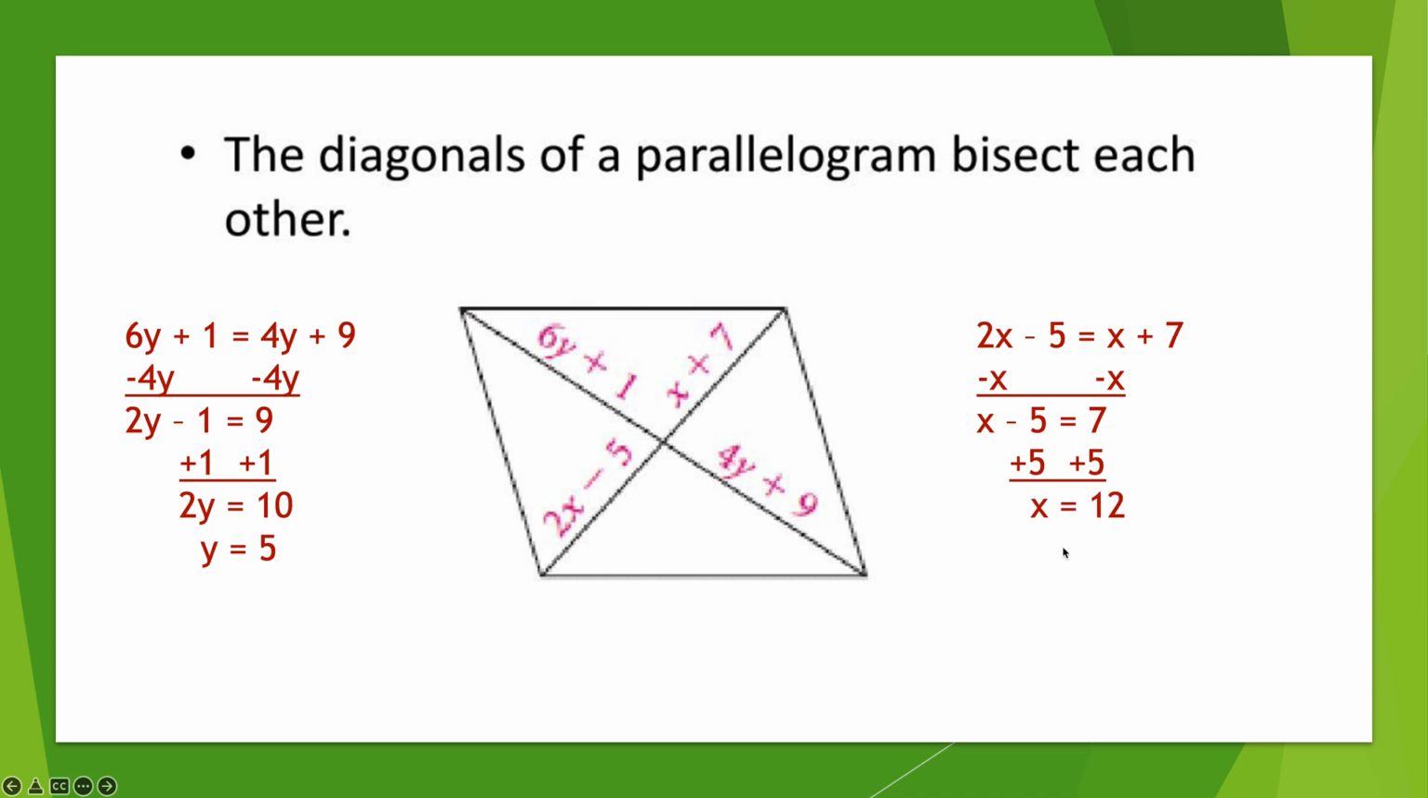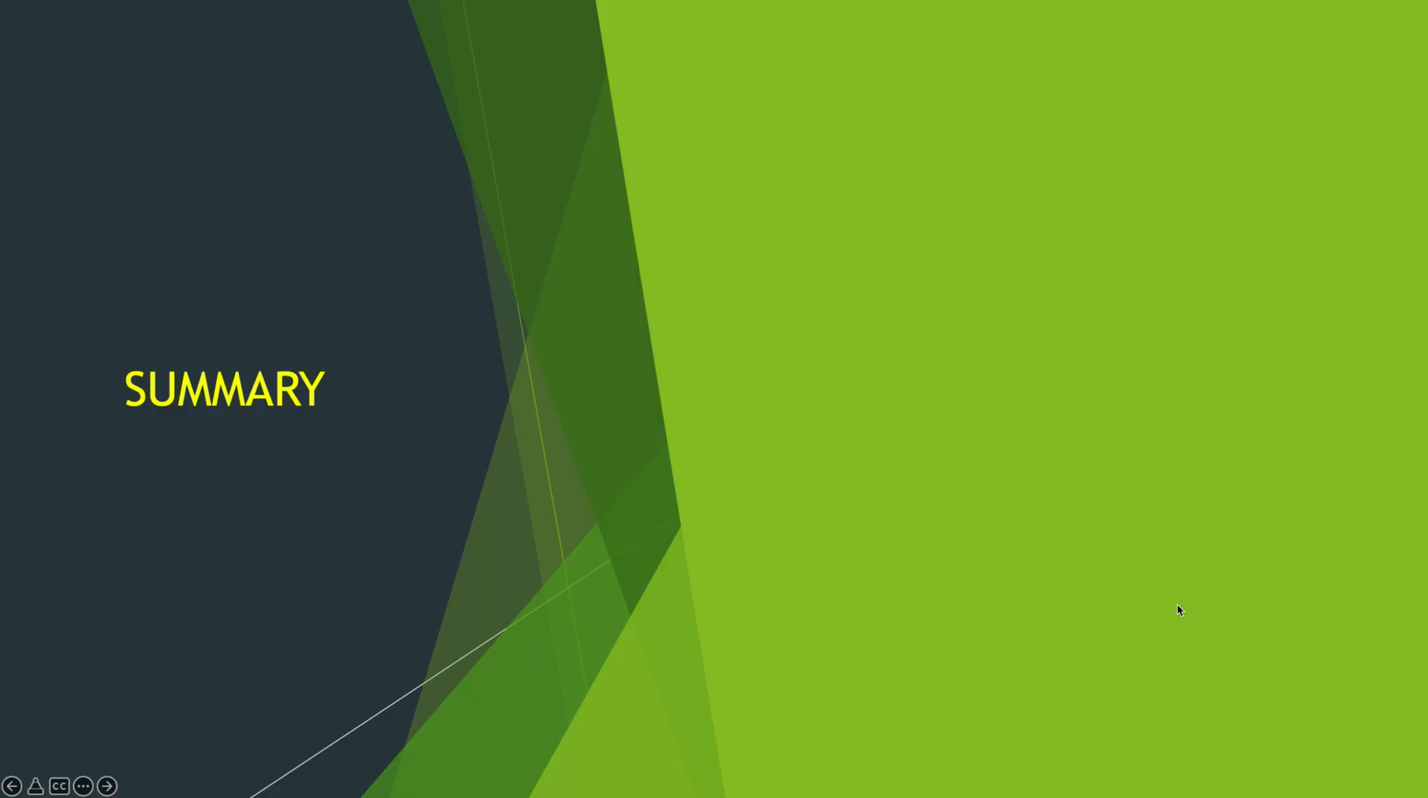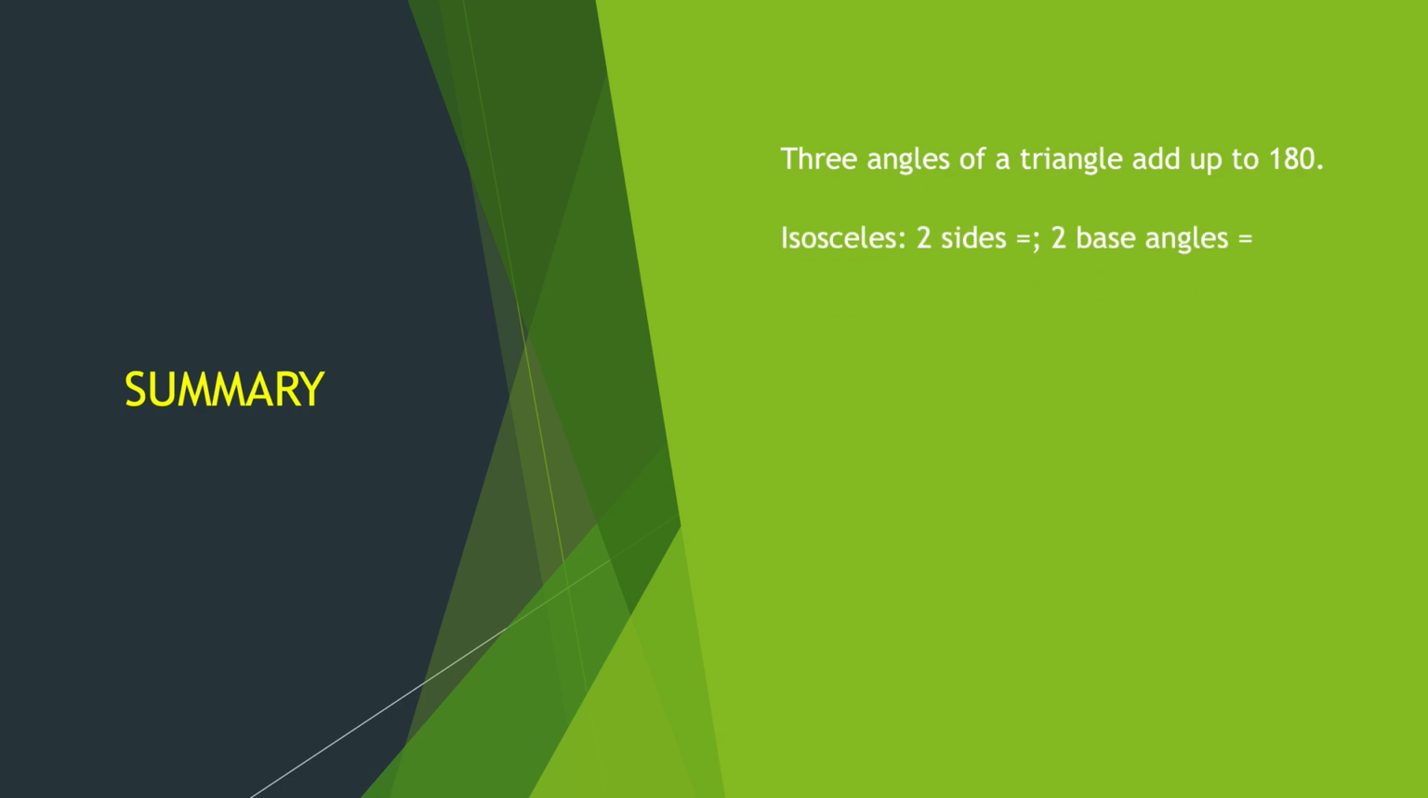X is equal to 12. All right, so let's summarize what we went over today. First off, the three angles of a triangle add up to 180 degrees, or as Count von Count would say, 180 degrees. There she goes again. Isosceles, two sides are equal and the two base angles are equal. Vertex angle is the non-base angle up at the top.